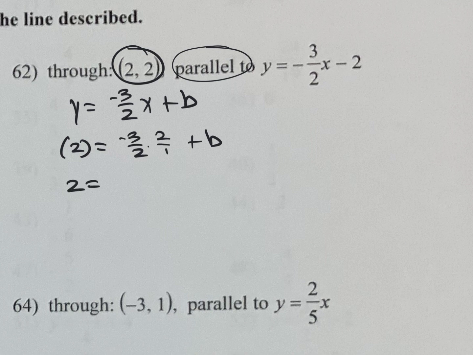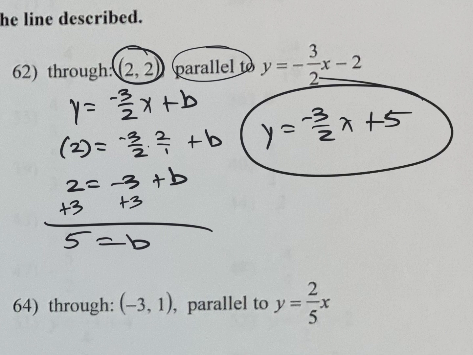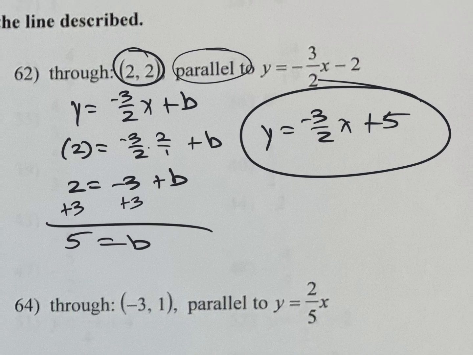So 2 equals negative 6 over 2 is negative 3. So we add 3 to the left, and again 5 is b. So I want to see all of that information on your test. No work, no credit. Okay?